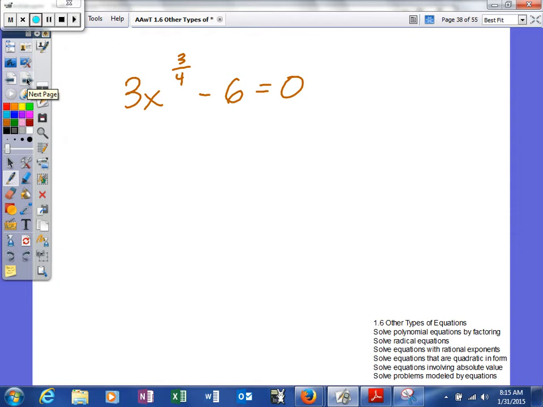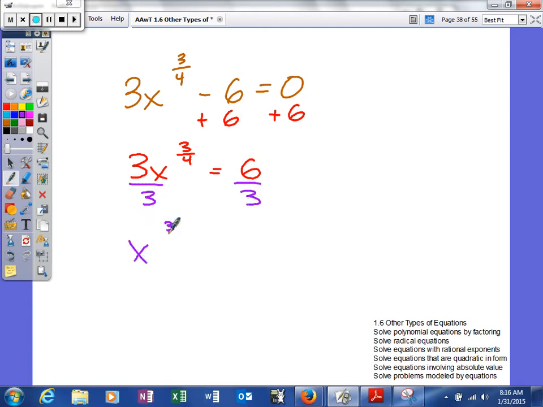So here's our first one. Again, what they told us to do is go ahead and isolate our variable. The reason we can solve for x in this problem is there is only one x. And then what I would do is go ahead and divide both sides by 3. When I do that, I'll get x to the 3/4 power is equal to 2.